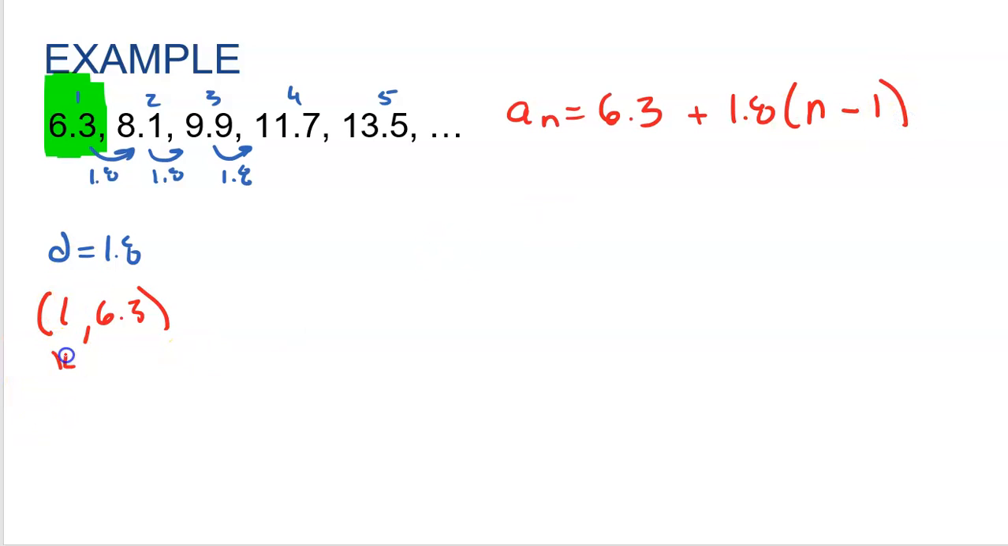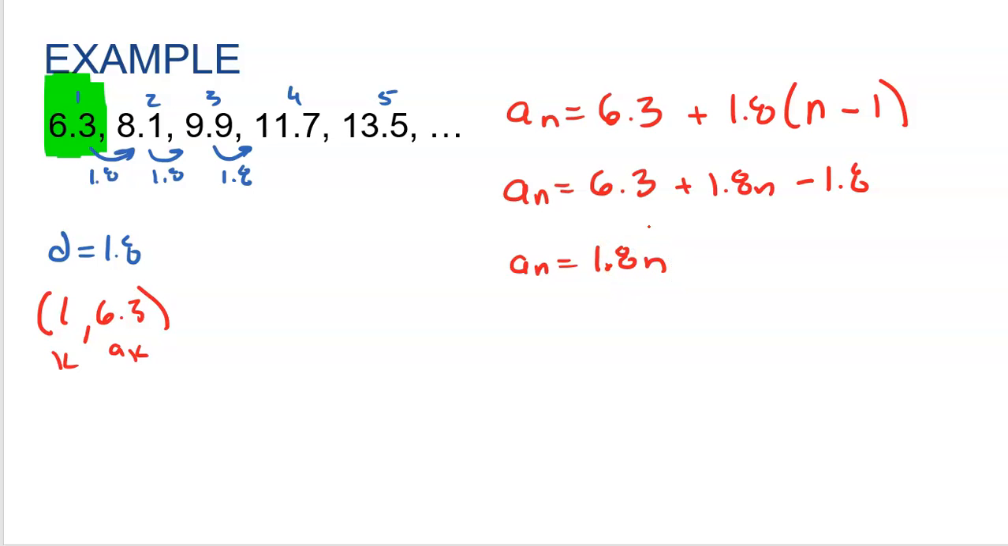So again, this is my k, and this is my a sub k. It just doesn't matter which one you pick. I picked the first term, which is 6.3. Could have picked any of them. And let's go through it. 6.3 plus distribute, 1.8n minus 1.8. Combine my terms here, the 1.8n, and then 6.3 minus 1.8 is positive 4.5.